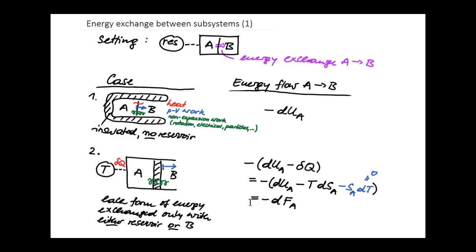In the second case, system A is coupled to a heat bath. So you can have an exchange of heat between A and the heat bath.